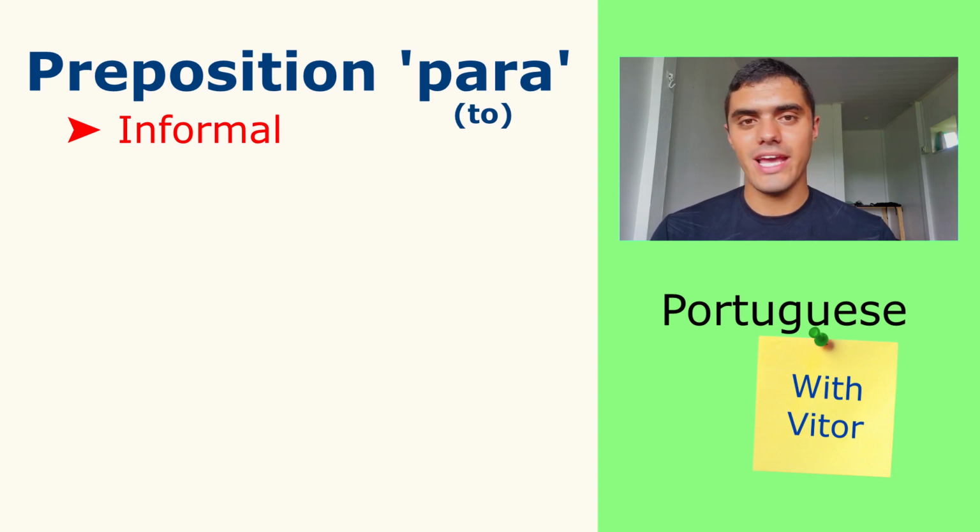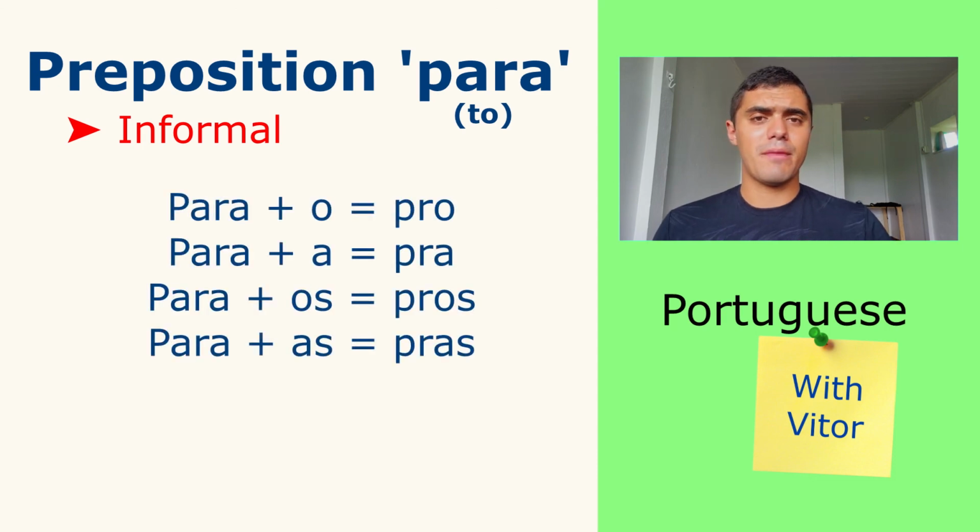You must know that in informal language, para can contract with the article. In informal language; for formal language, it's incorrect. But for the informal language, it's okay. So let's take a look. Para plus o becomes pro. Para plus a becomes pra. Para plus os becomes pros. And para plus as becomes pras. But pay attention here, it's for informal language, not for formal. Don't write it in a document, pra or pro. It's wrong, okay? But talking in daily life, you can do it, okay?